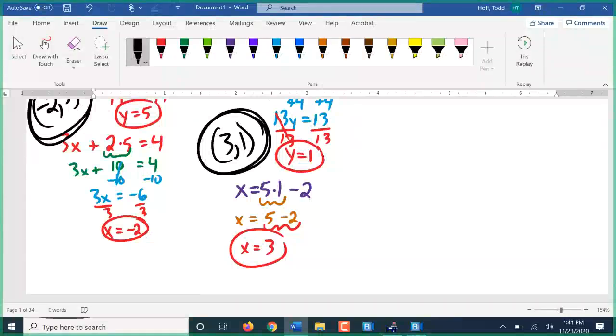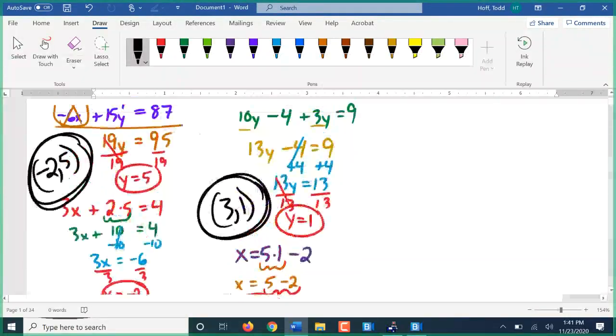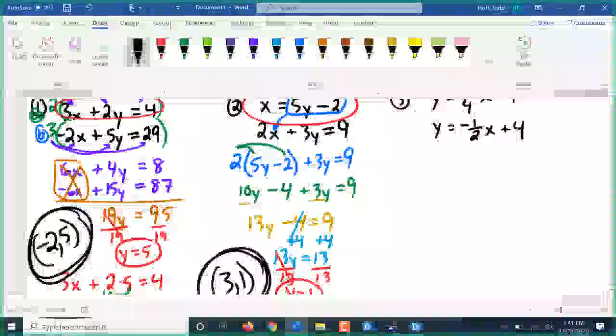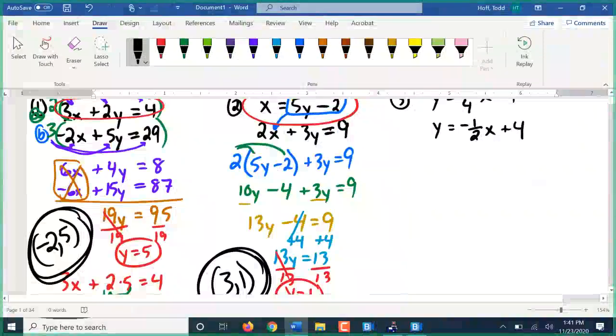That one was a lot less work to solve with substitution than it would have been to rearrange the equations to do that addition or elimination.